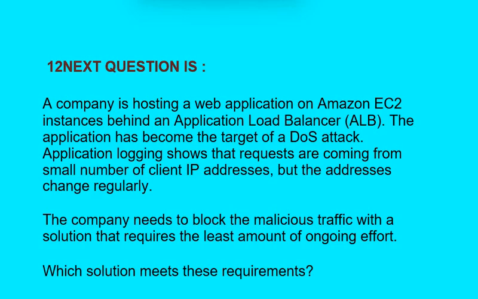Question is, a company is hosting a web application on Amazon EC2 instances behind an Application Load Balancer (ALB). The application has become the target of a DoS attack. Application logging shows that requests are coming from a small number of client IP addresses, but the addresses change regularly. The company needs to block the malicious traffic with a solution that requires the least amount of ongoing effort. Which solution meets these requirements?